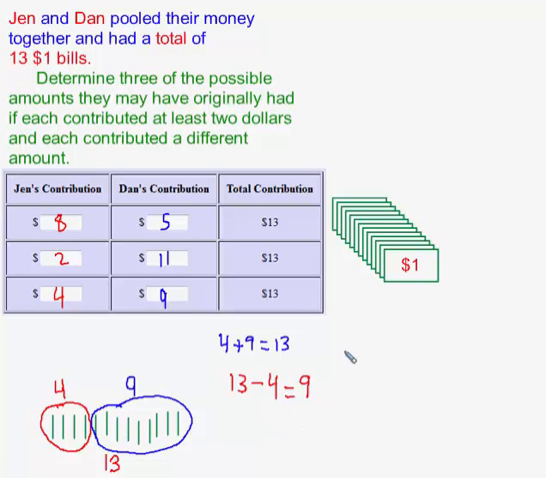In fact, you could even go so far as to say that if you had 13 to begin with and you wanted Jen to give 4, you wouldn't even have to write the 9. You could simply say there's 13 total, and I'm going to disregard or take off the ones that Jen gave. So you started with 13, taking these away would be 12, 11, 10, 9, and then you'd be able to tell what Dan's contribution was.